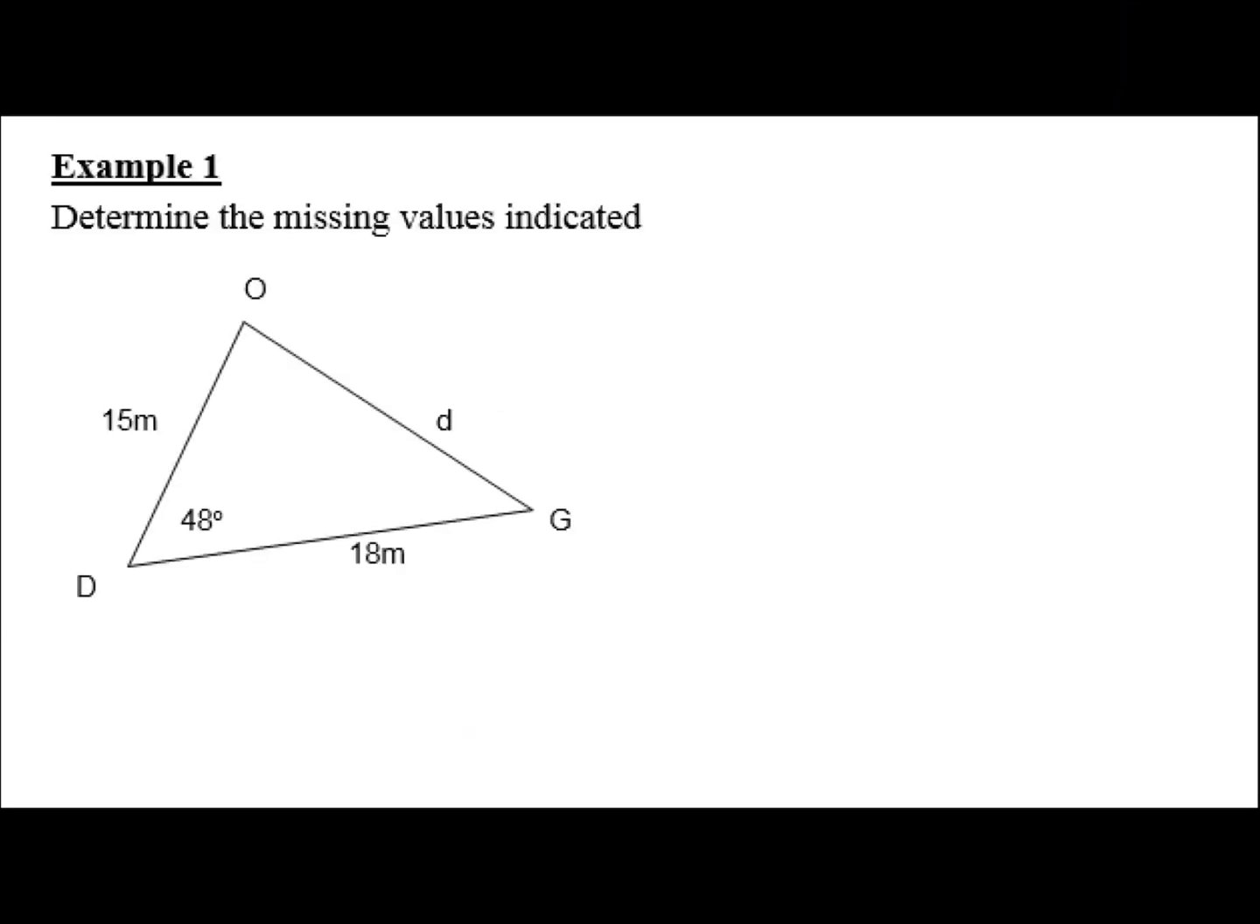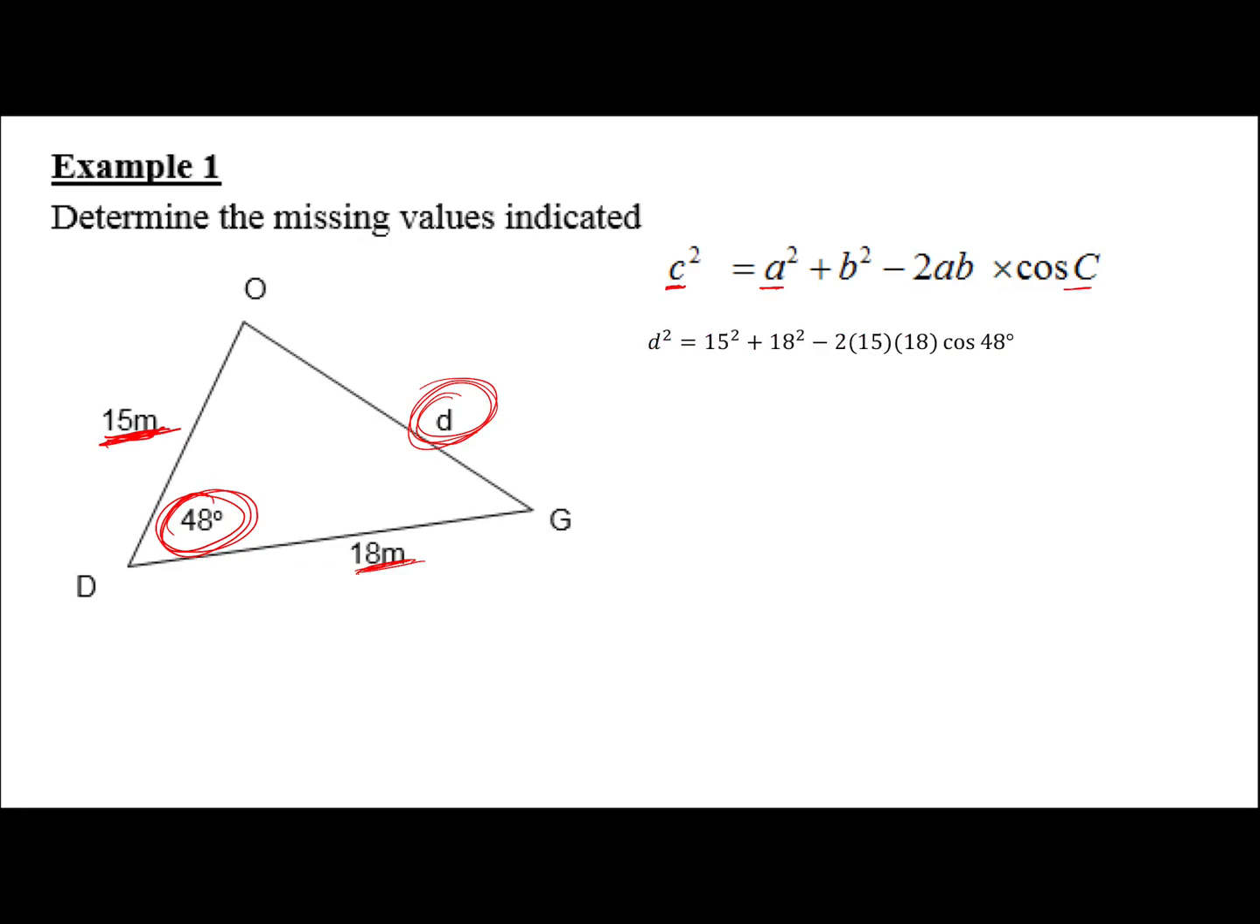All right, here's an example. Determine the missing values indicated. So let's find D. We have 15, one side, the other side, and the contained angle. So we can use our formula. In this case, C is equal to D. Our contained angle is C right here. A is equal to one side, it doesn't really matter. B is equal to the other side. Doesn't matter which is which. So D squared, that comes from C, equals A squared, 15 squared, plus B squared, 18 squared, minus 2AB, and cos of the contained angle, which is 48. That's A, that's B.